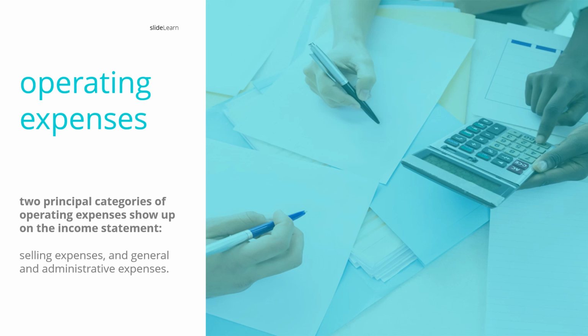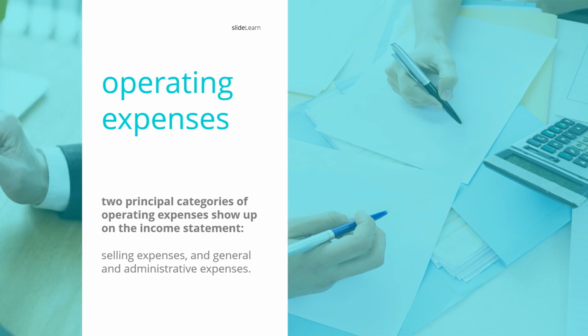Number 2, general and administrative expenses: all expenses a company incurs to keep up the normal business operations. Some examples are office supplies, officer and office payroll, non-factory rent and utilities, and accounting and legal services. Depending on the amount of detail shown on the income statement, these two categories are often combined.